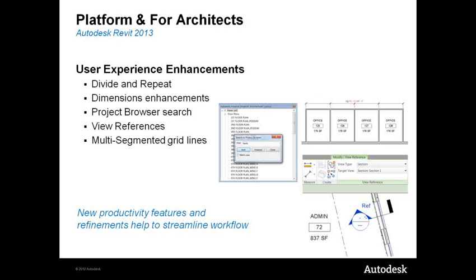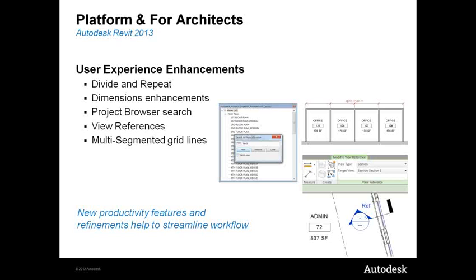Project Browser Search. You can now search for views much more quickly in the project browser by right-clicking on any views. View references. Autodesk Revit 2013 offers much more flexibility to accommodate a range of unique situations where a view needs to reference other views. Reference tool is available in any non-scheduled views. Multi-segmented grid lines. You can now create multi-segment grid lines. By selecting multi-segment option on the contextual tab, it will take you into a sketch mode so you can draw the grid lines. Bottom line is, enhancements to existing and new features enable a smoother workflow, making simple tasks easier to accomplish.